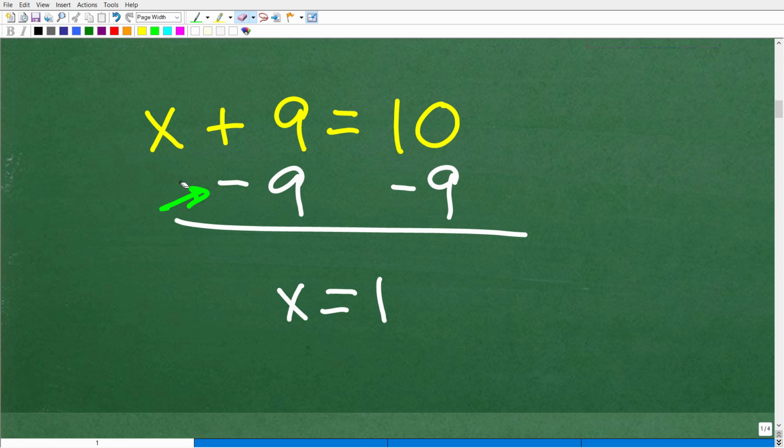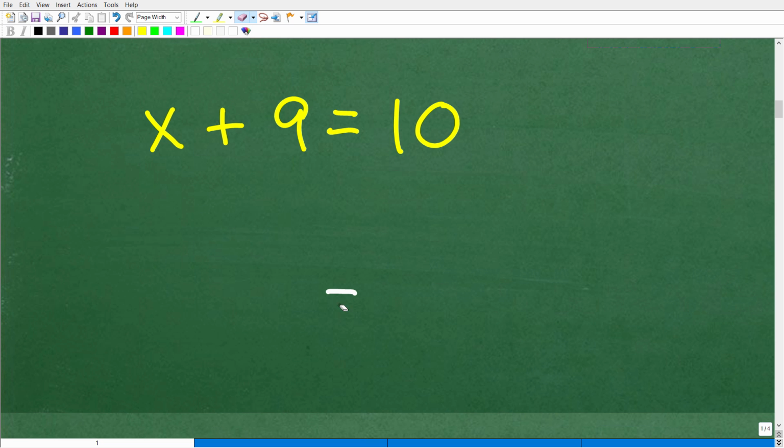Okay, so let me kind of erase this real quick. So here was the situation, and we have x plus 9 is equal to 10. So to solve this equation, the operation is addition, we ended up using subtraction. Okay, that's kind of what we call an inverse operation. Now, matter of fact, let's kind of switch this around. What about this equation right here? X minus 9 is equal to 10. Well, let's go ahead and solve this equation.